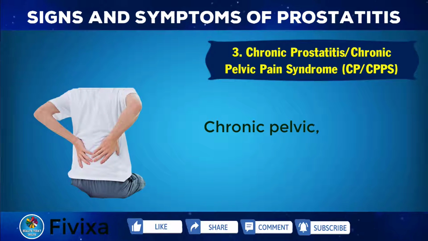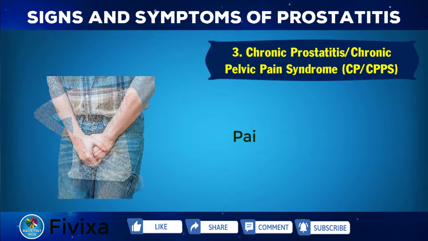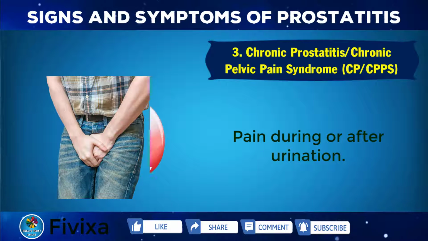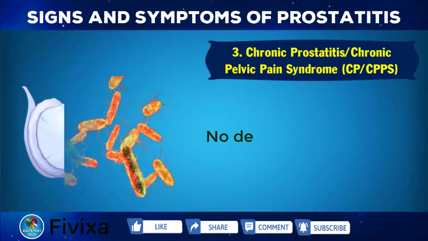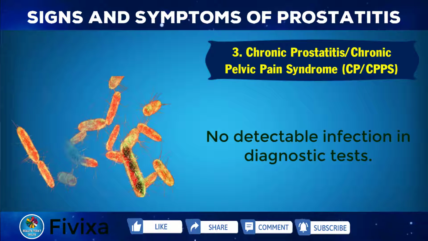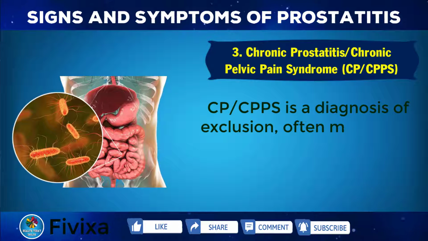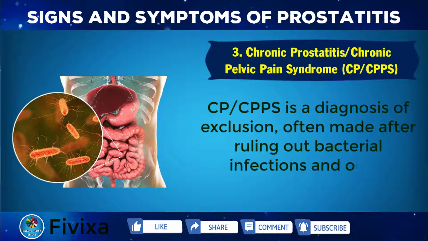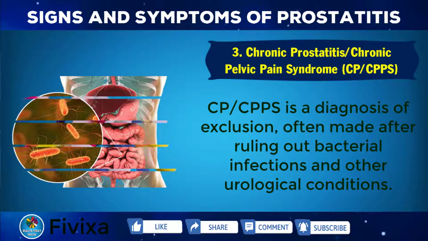Symptoms. Chronic pelvic, perineal, or lower back pain lasting more than 3 months. Pain during or after urination. Painful ejaculation or erectile dysfunction. No detectable infection in diagnostic tests. Diagnosis. CPPS is a diagnosis of exclusion, often made after ruling out bacterial infections and other urological conditions.